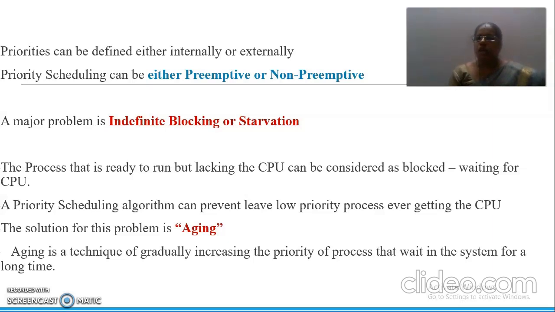Such a problem can be overcome by a technique called aging. What aging does is find the process which has been waiting in the system for a long time, and change its priority, giving it a chance by increasing the priority of that particular process.